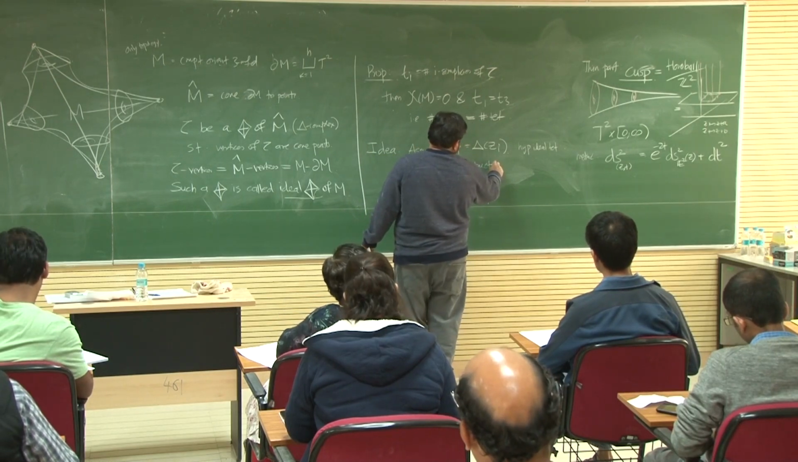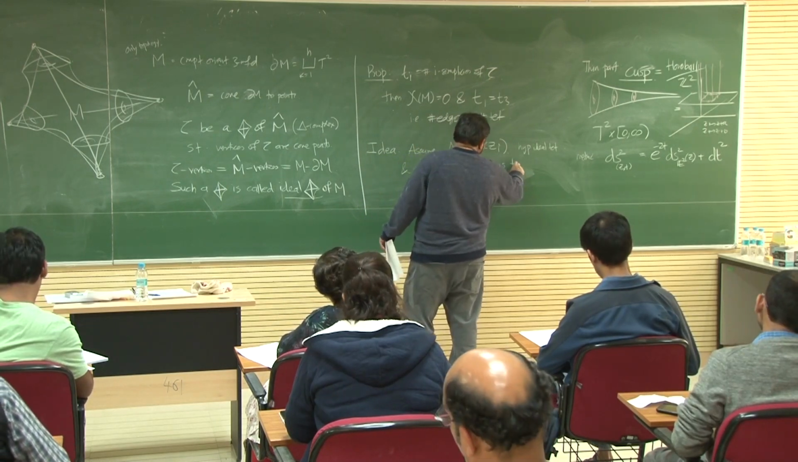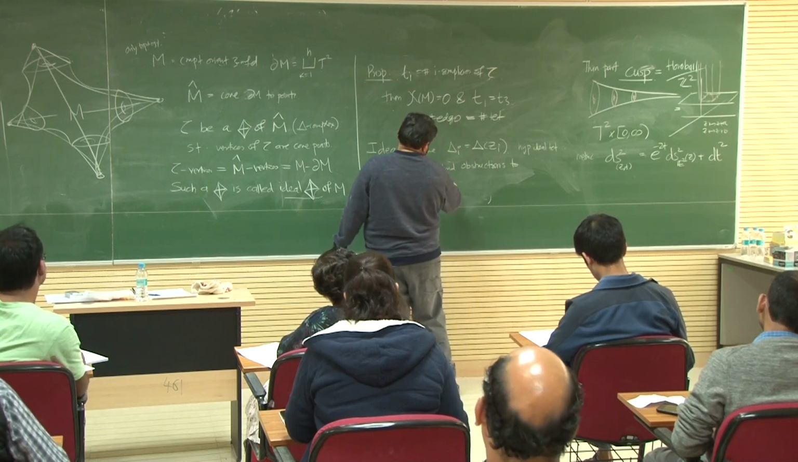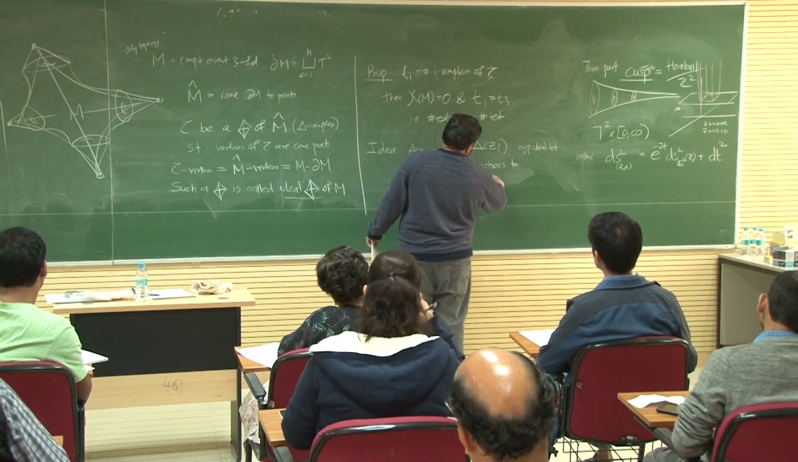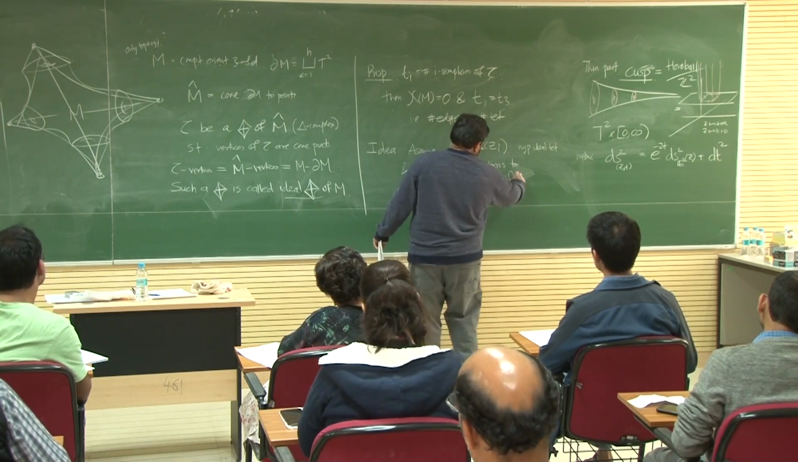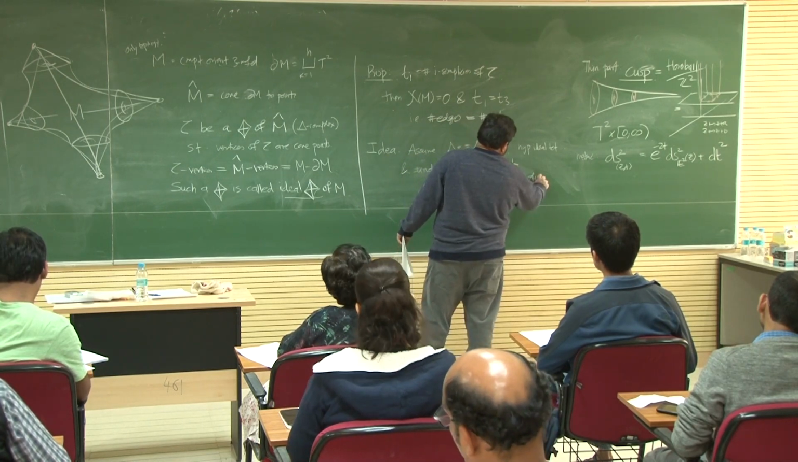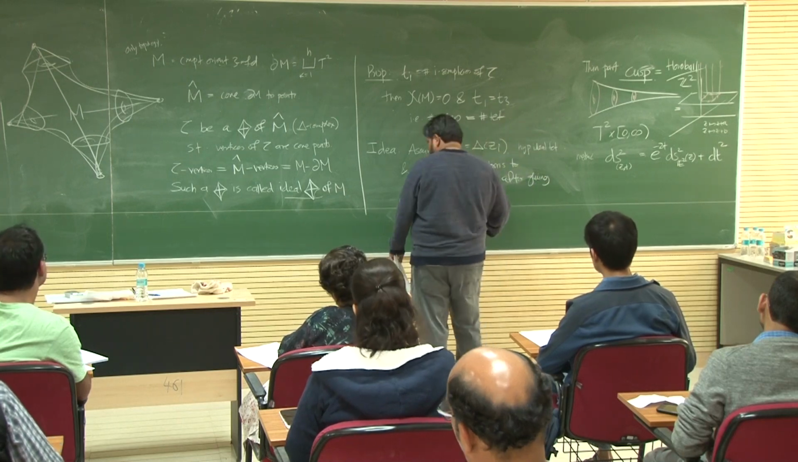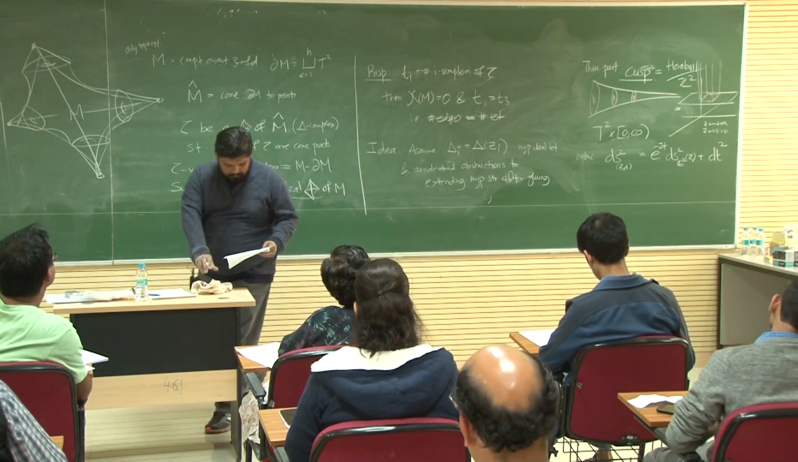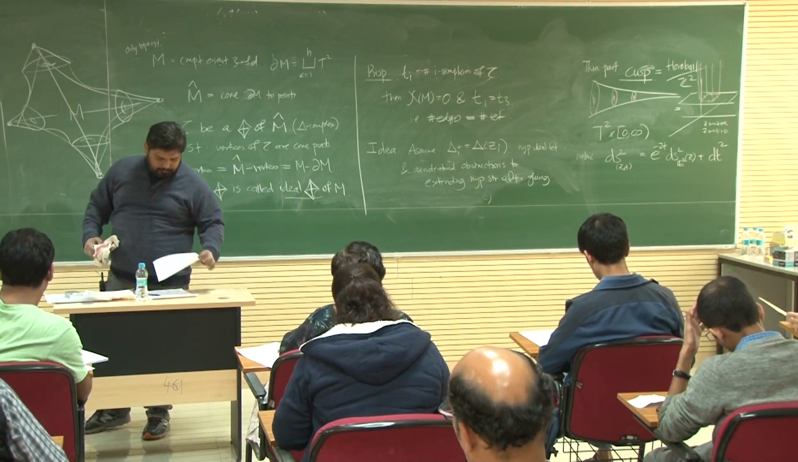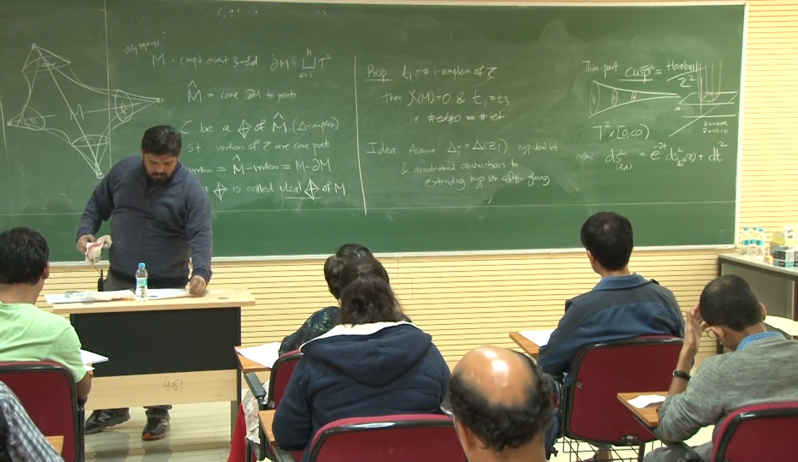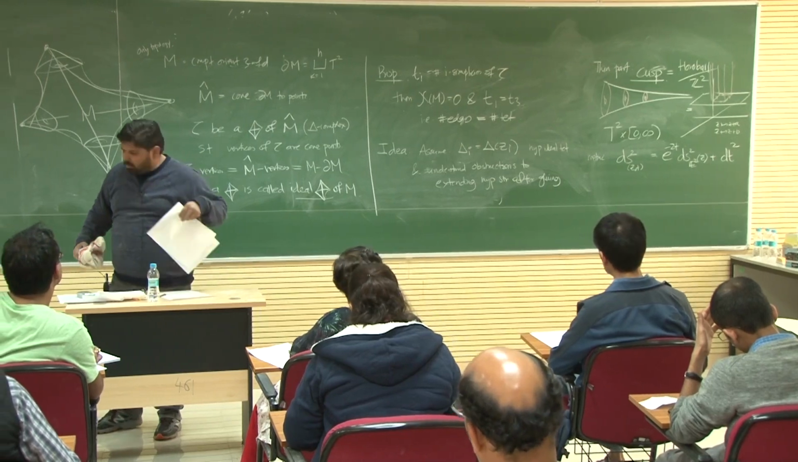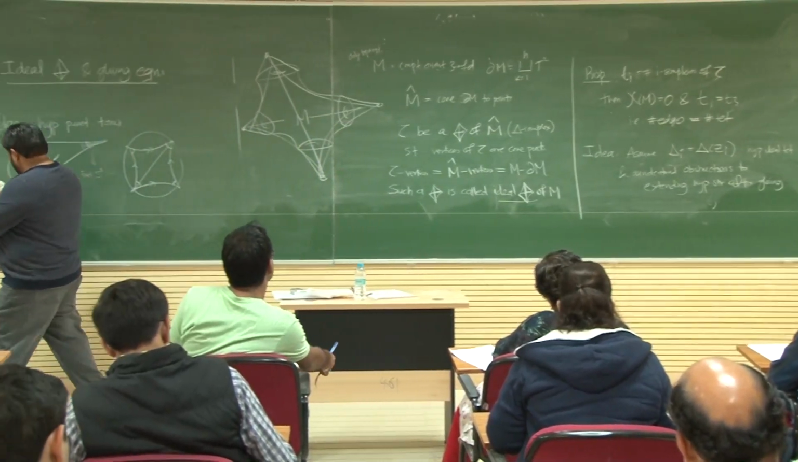Obstructions to extending the geometry, extending hyperbolic structure after gluing. So, what are the obstructions which can come up?